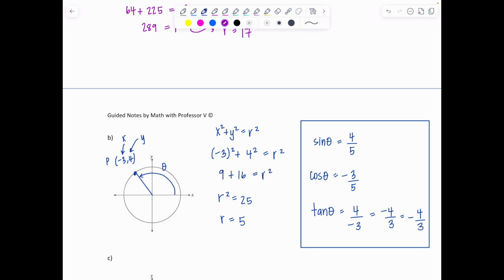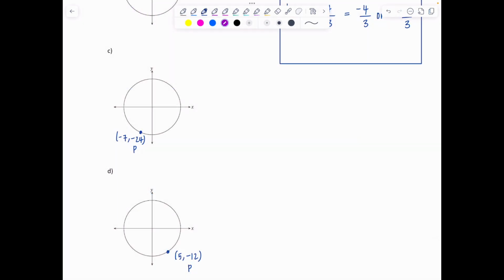Okay, let's look at a couple more. Point P is -7, -24. So that means x is -7, y is -24, and then the point ends here. So theta's coming all the way around to here. There's my theta. All right, let's find r. So x squared plus y squared equals r squared. These are all famous Pythagorean triples I've been giving you so that they'd come out nice. Have you noticed? Yeah? Okay, good.